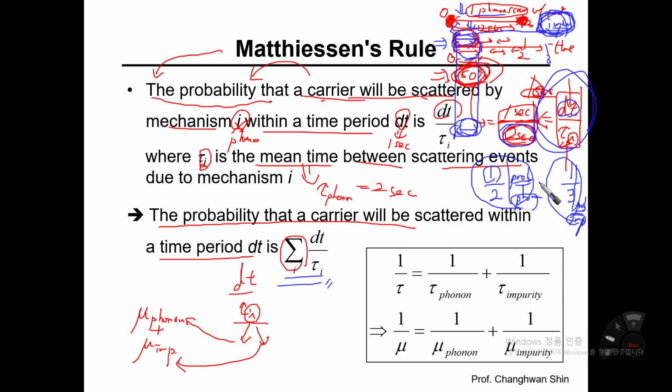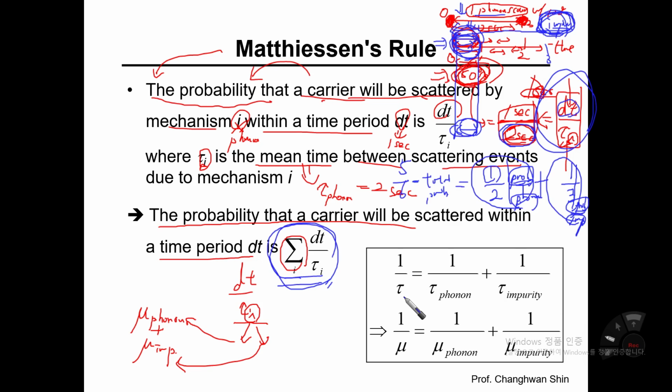Then you can simply sum the two probability values, and you're going to see the total probability. So 1 over 2 plus 1 over 3 is the answer. What is it? Yeah, 5 over 6. So with the probability of 5 over 6, we can expect a single scattering event to happen in the time interval between 0 to 1 second. So this equation would be valid.